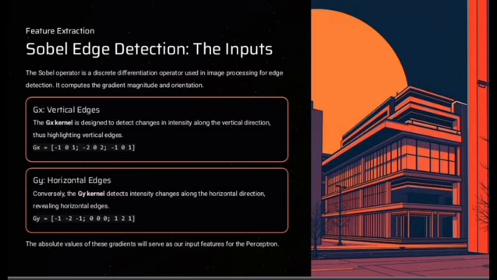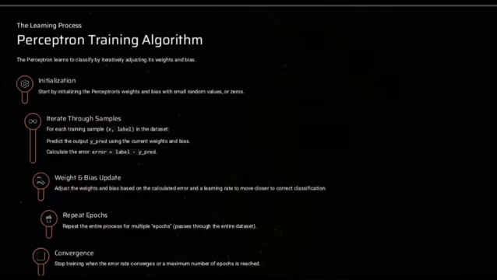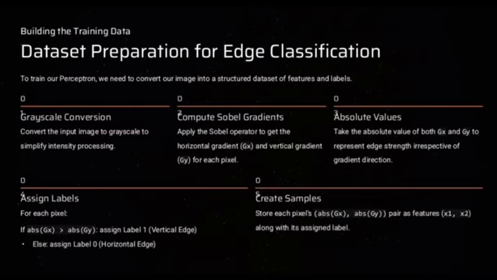Once the dataset is ready, we train the perceptron. The process is straightforward. 1. Initialize weights and bias to 0. 2. Loop through the entire dataset. 3. Predict output for each pixel. 4. If prediction is wrong, update weights. 5. Repeat for multiple epochs. After several iterations, the perceptron converges. What this means is that the decision boundary stabilizes and the model consistently separates vertical and horizontal edges with high accuracy. This step is essential because edge classification often requires precisely identifying subtle differences in intensity variations.